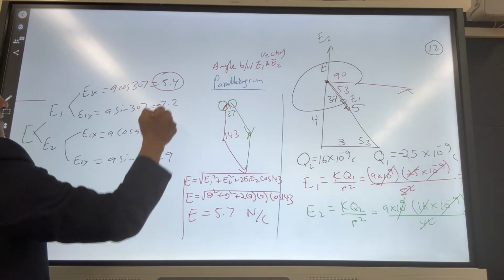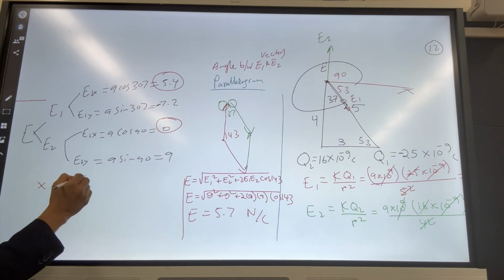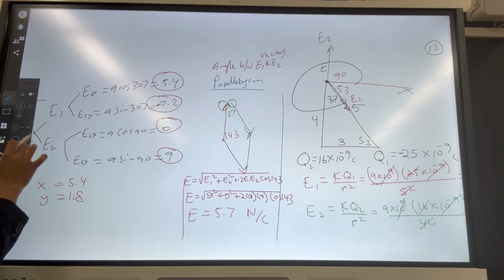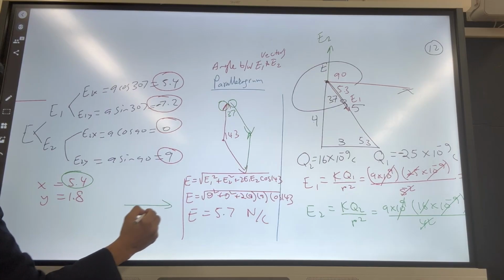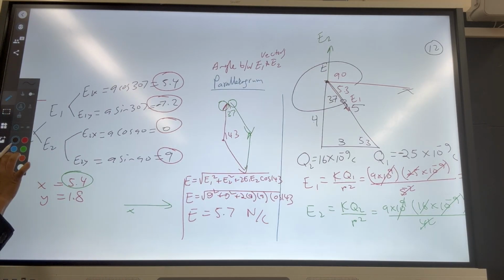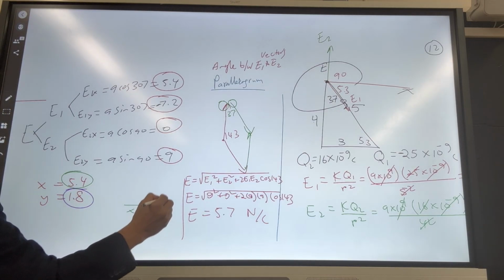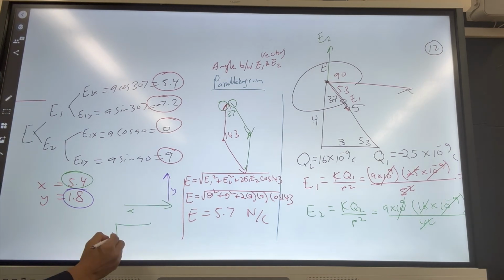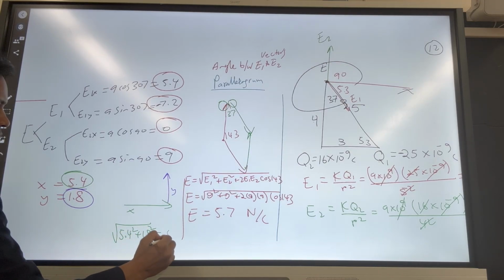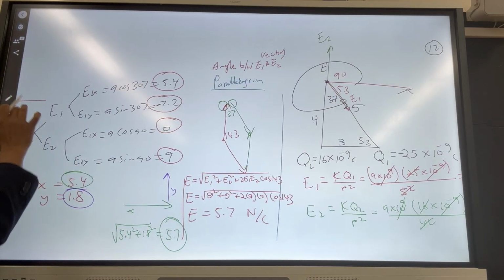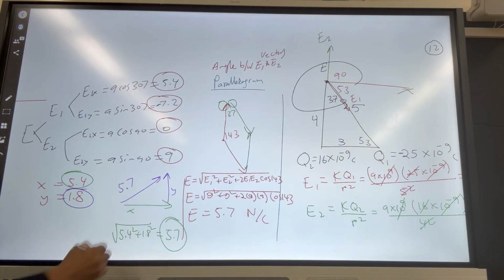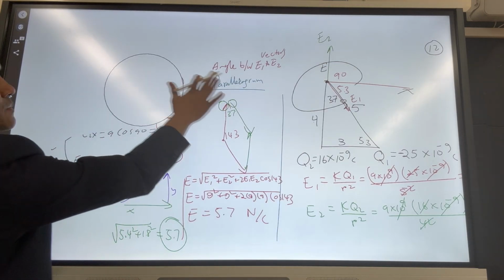X plus x is 5.4. Y plus y is 1.8. Convert this to a vector. Okay, use the Pythagorean theorem. 5.4 squared plus 1.8 squared, and that is 5.7. Convert 5.7 to a vector. 5.7 Newton over Coulomb. Great. This was problem number 12.